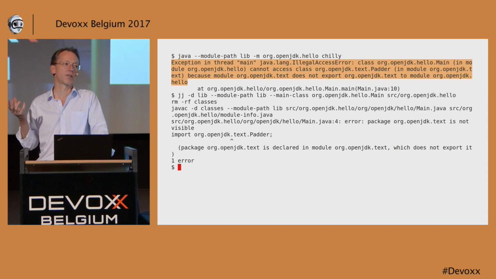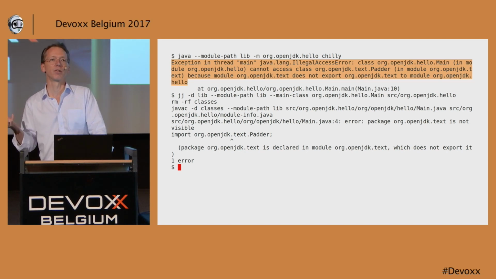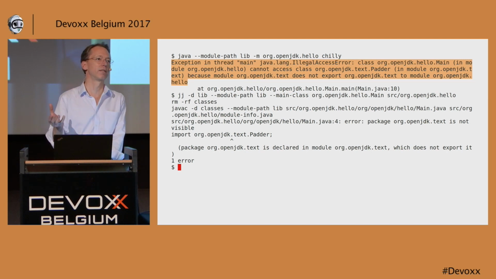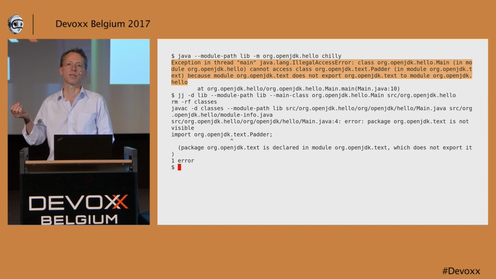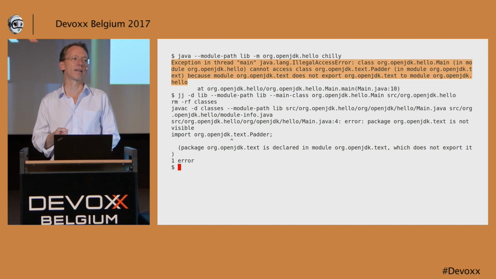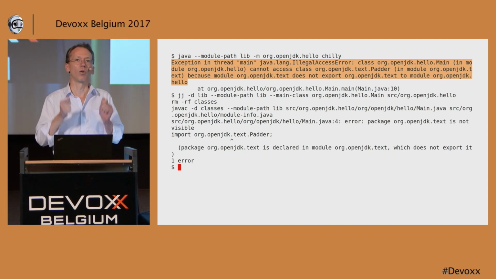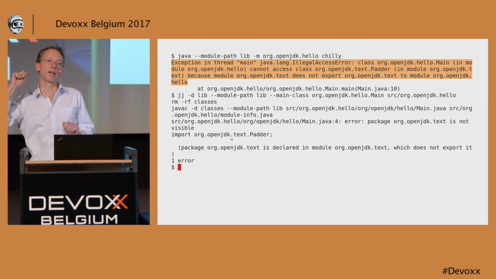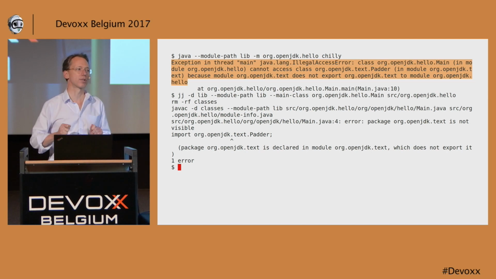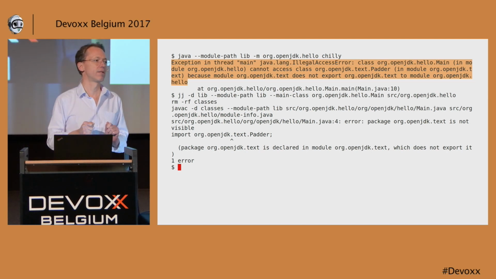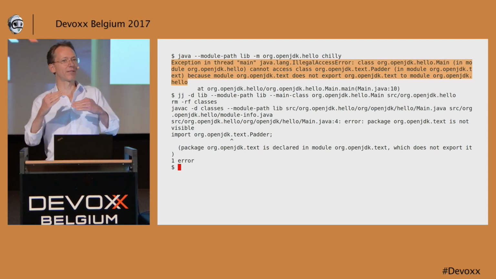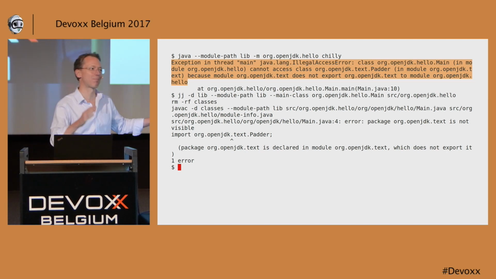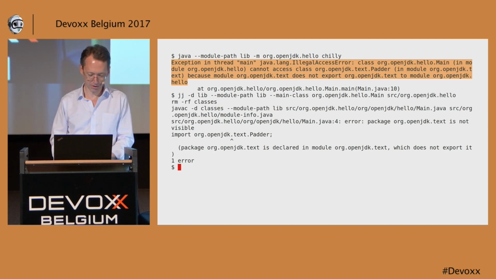With strong encapsulation at the module level, public no longer means public. You can write public in front of a type, in front of a class, in front of an interface. You can have public methods inside it, but it will only be usable by code outside of the module that you're in if the module that you're in also exports the containing package. So this is a big shift in thinking. For 20-some years, public meant anybody can use it. That is no longer true.